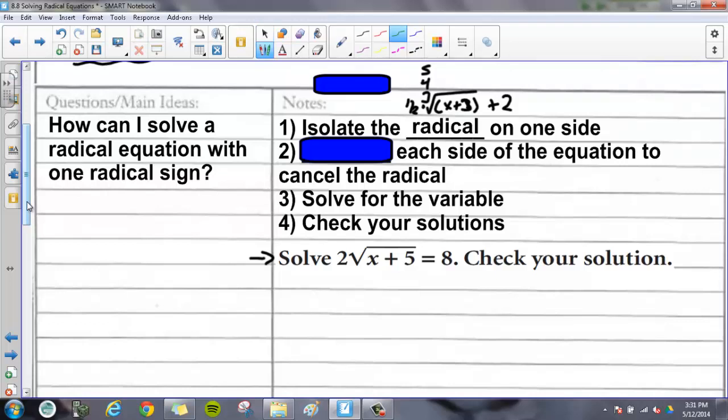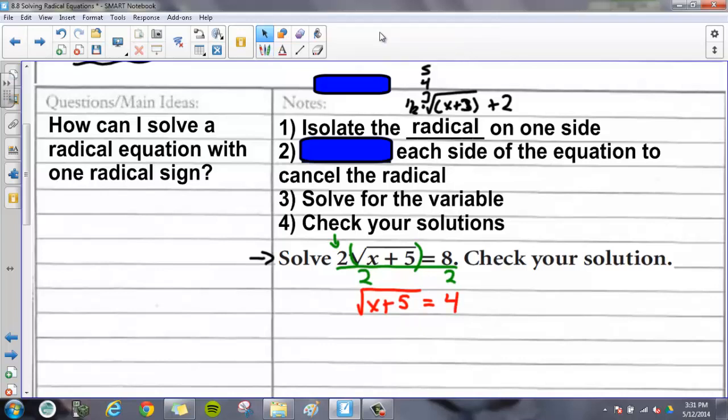So let's do that first step. We have 2 times the square root of x plus 5 is equal to 8, and we want to get that radical by itself. It's almost by itself. The only thing happening to it is that 2 is being multiplied by it. How do you undo multiplication by 2? You divide both sides of the equal sign by 2. When I do that, I get the square root of x plus 5 is equal to, well, what's 8 divided by 2? That's just 4. So now we have the radical by itself. We took care of step 1, so we can check that one off.